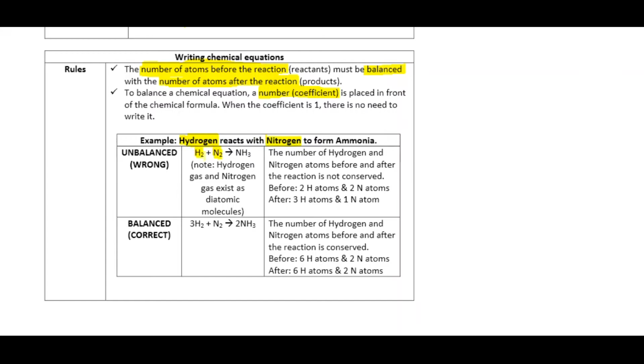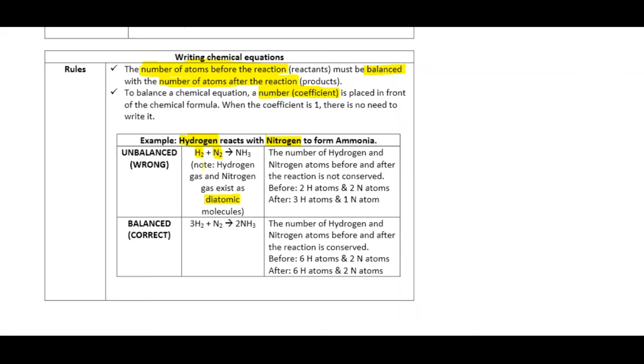Note that hydrogen usually exists as a gas, and because it exists as a gas, it is usually diatomic. Diatomic means di represents two, so there are two hydrogen atoms in one hydrogen molecule. So H2. When they tell you hydrogen reacts with nitrogen, the reactants will be hydrogen gas, which is H2, diatomic, and nitrogen will also be in the form of nitrogen gas, also diatomic. So hydrogen H2 and nitrogen N2 are the reactants.